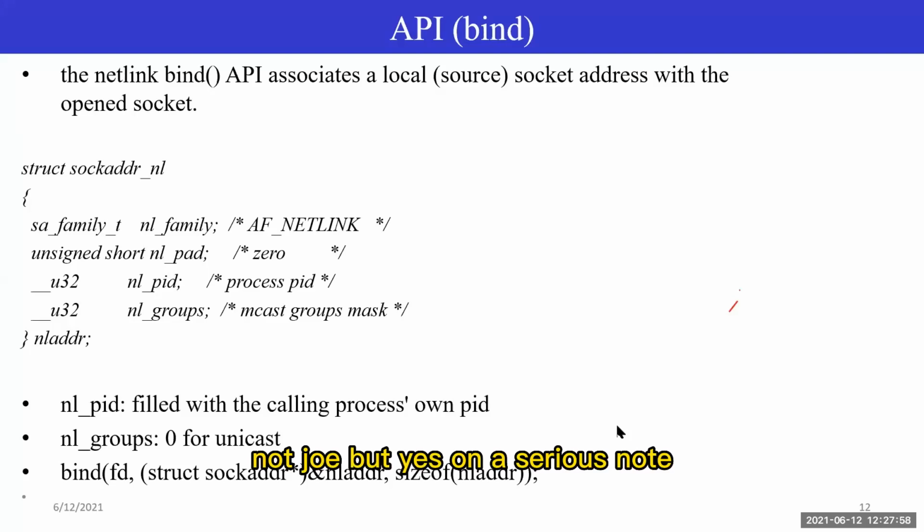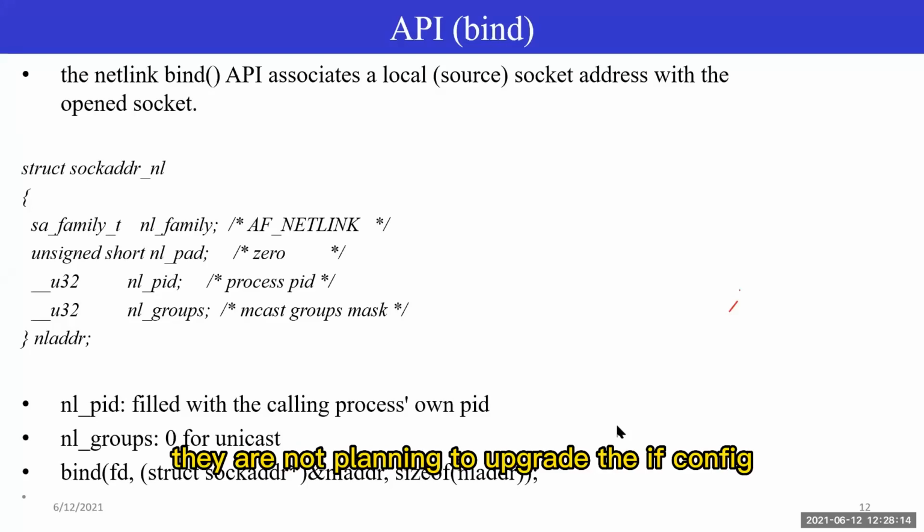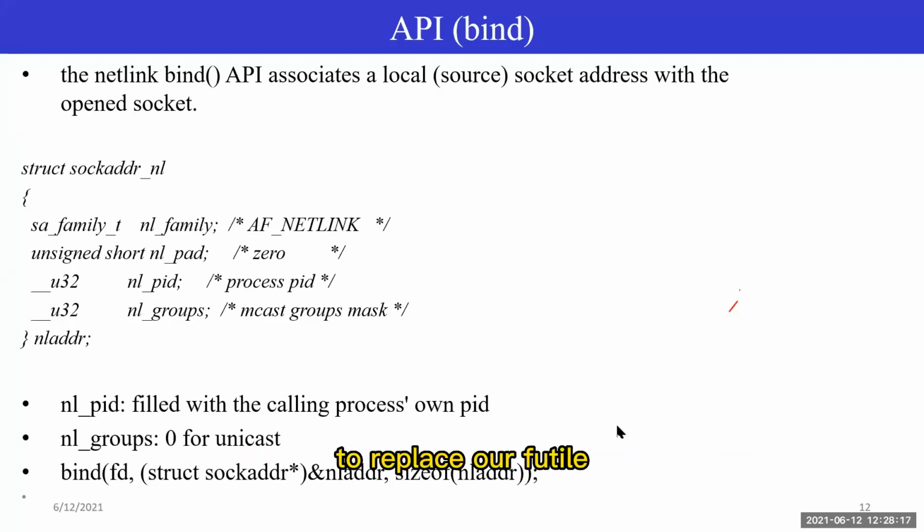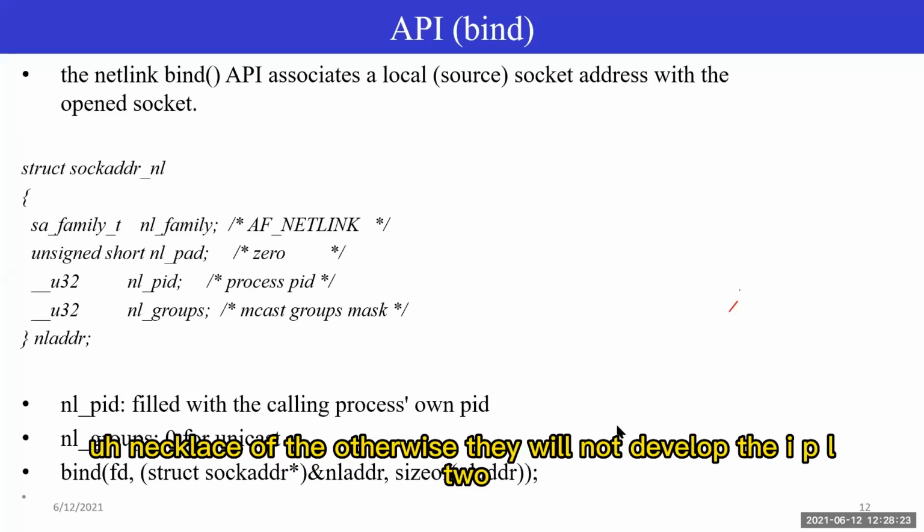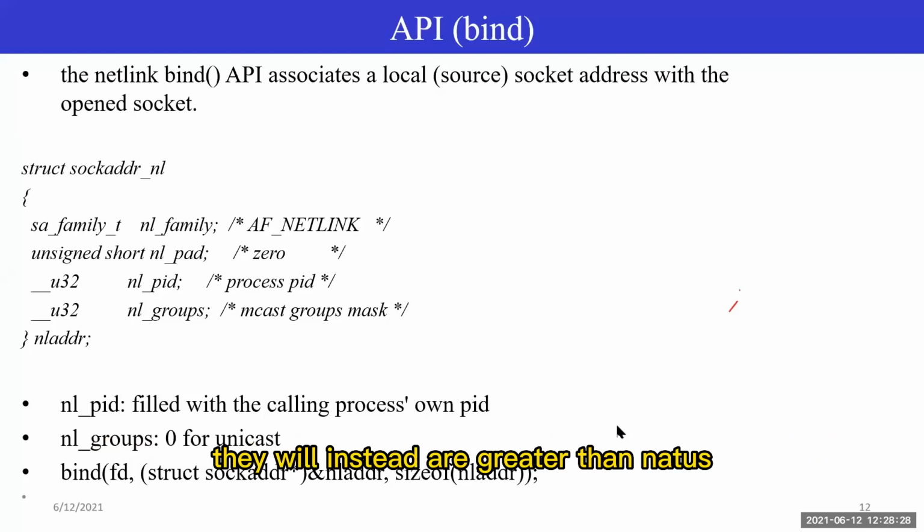Not a joke, but yes. On a serious note, we already have the iproute2 tools which are doing the same thing as ifconfig. That means they are not planning to upgrade ifconfig to replace the IOCTL or to support both IOCTL as well as the Netlink socket. Otherwise, they would not have developed iproute2. They would instead upgrade net-tools. So, to my understanding, there is a very minimal chance of doing that. Okay, that makes sense. Yeah.